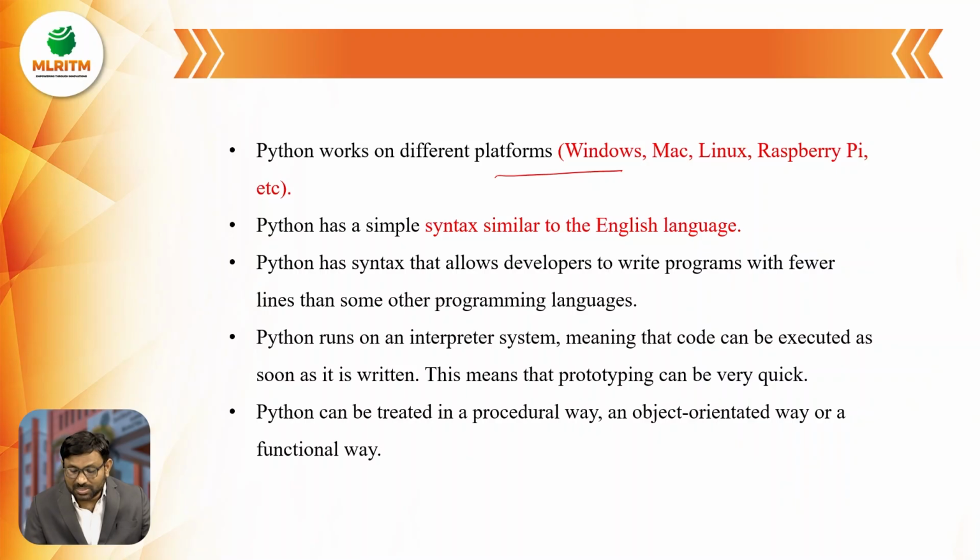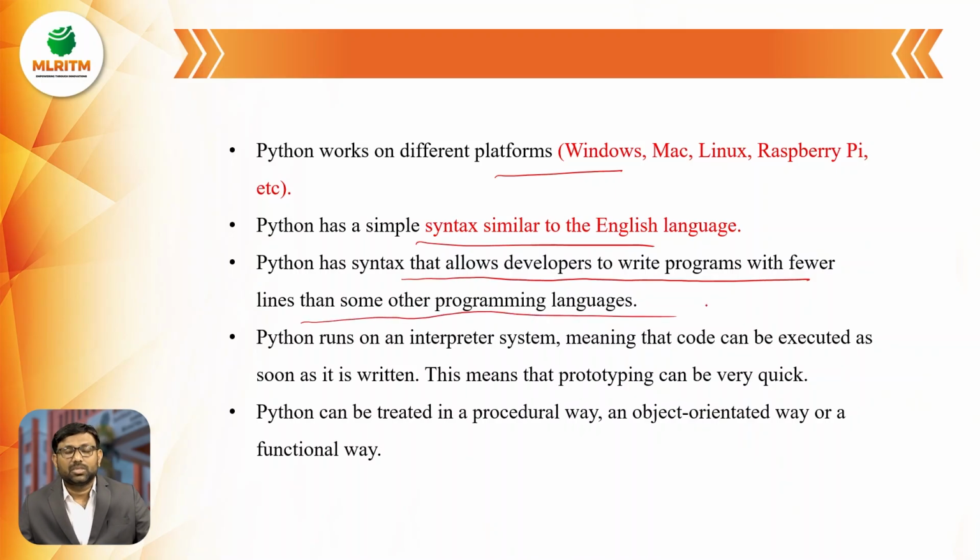Python has a simple syntax similar to the English language. So very simple syntax is used in Python. That's why it is a very easy programming language. Python has syntax that allows developers to write programs with fewer lines than some other programming languages. In Python, we use very few lines compared to C and Java. If you want to write one program in other languages, we require more lines, but in Python we use very few lines. That's why Python is a very easy language.